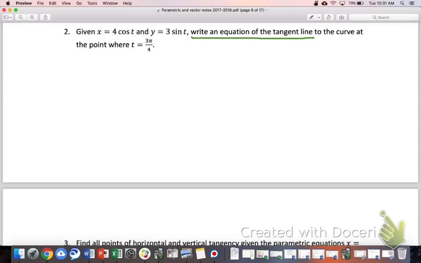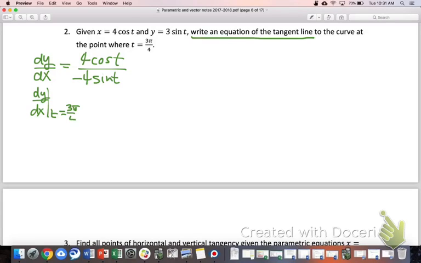So in order to find the equation of the tangent line, you got to find dy dx first. Dy dx for this one would be 4 cosine of t divided by negative 4 sine of t. And then when you evaluate this at our t value, so it would be dy dx at t equals 3 pi over 4, you end up with 4 times, and let's see here, cosine of... 3 cosine. Oh, doggone it, 3 cosine. Struggling here. There we go, 3 times.